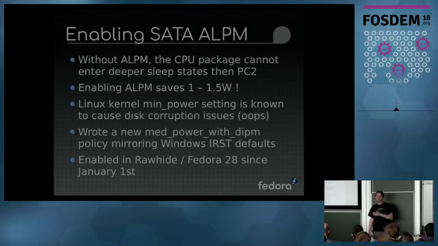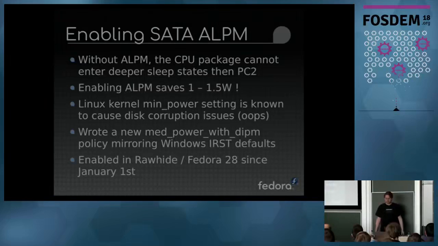So the PC number, the higher the C state, the better the power savings, and the higher the latency to get back from it. So without SATA power management activated on a machine which has SATA devices, you cannot get higher than PC2, and it goes up to PC9. Although I've never seen higher than PC7 actually. Whilst as soon as you enable this, you get like 50-60% of the time PC7, which gives this nice 1.5 watt saving.